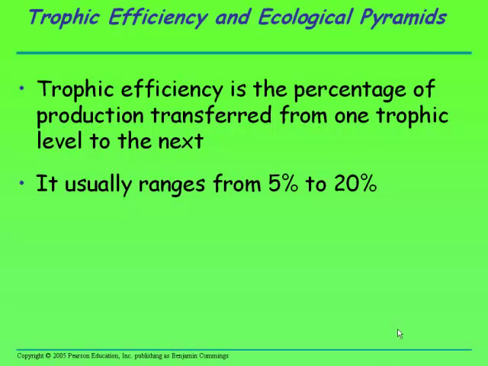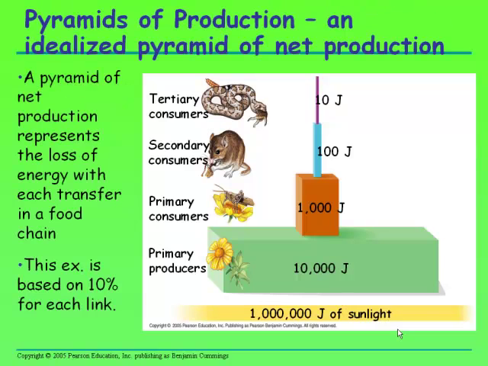Trophic efficiency and ecological pyramids. Trophic efficiency is the percentage of production transferred from one trophic level to the next. It usually ranges from 5 to 20%. We say 10% as the norm.